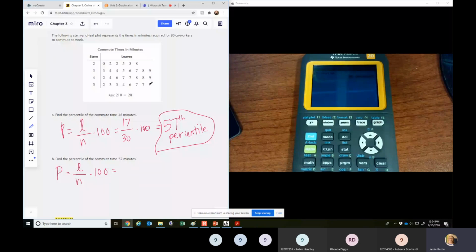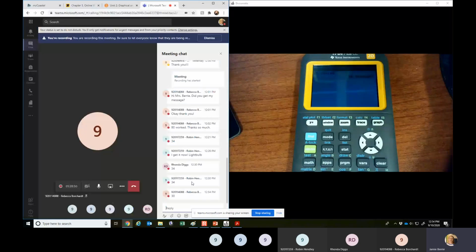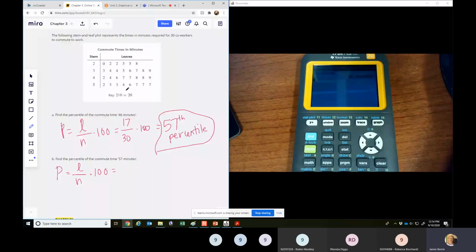So 1, 2, 3. Do I really need to count these? How many are in this data set? Didn't we know that 30 were in the data set? So since this is everything, if I started here and was counting to the left, I really don't need to count everything. I already know that there's 30. Yeah, so right, Rebecca, there would actually just be 30. So my location is going to be 30. That just saved us a little bit of time.